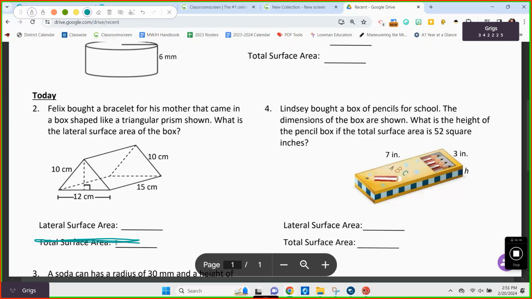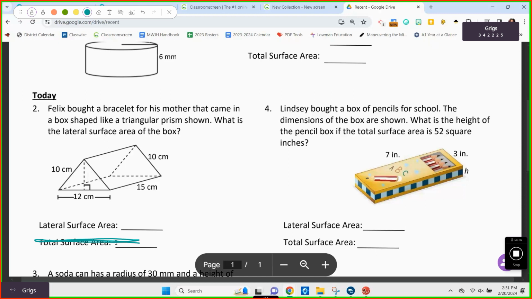Can we use what we learned to find it? With Pythagorean theorem. Yeah, you could, because we have the 10 and the 12, and then we just have to plug in the b. It would be b squared plus 12 squared equals 10 squared.